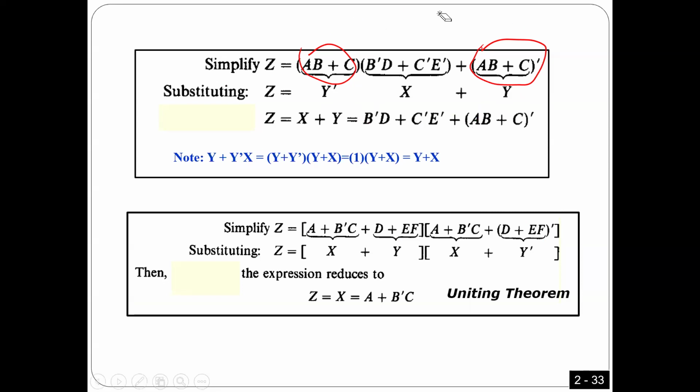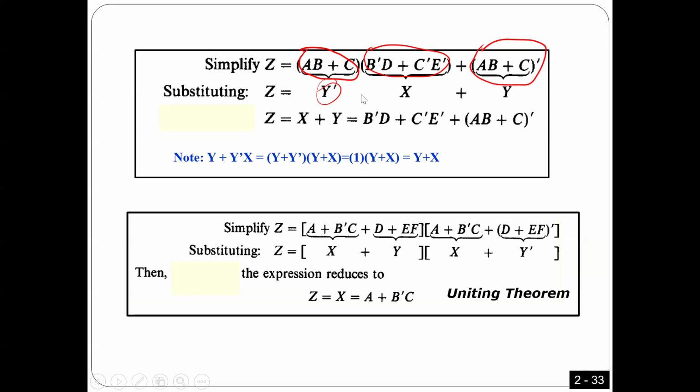So I can notice here, this term together, I can call it y prime. And the whole term here, I can call it x. And this term, I can call it y. Okay? So now, my problem became y prime x or y. And you know, y prime x or y is actually equal to x or y.